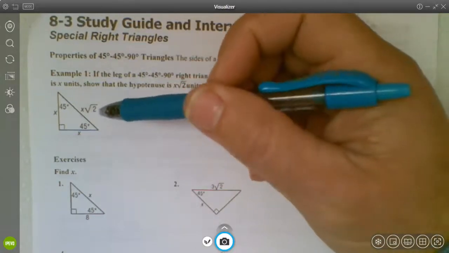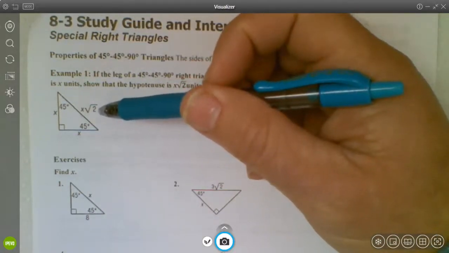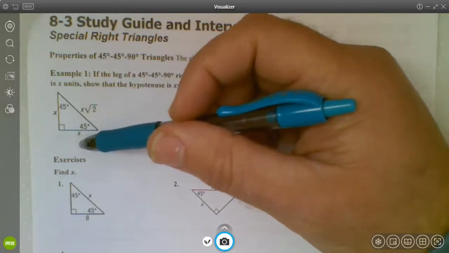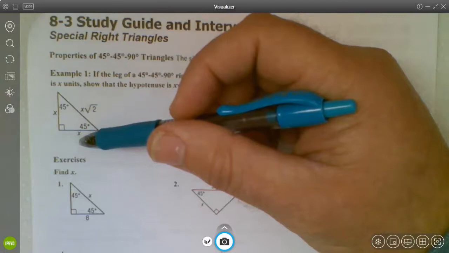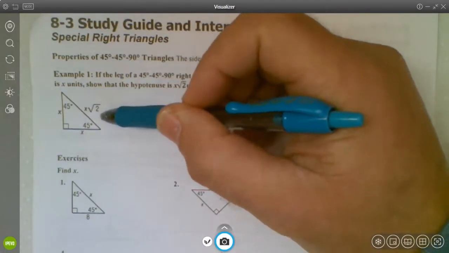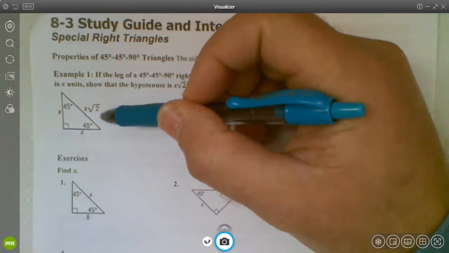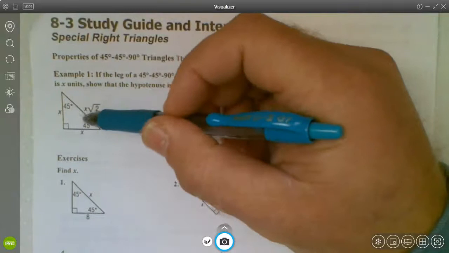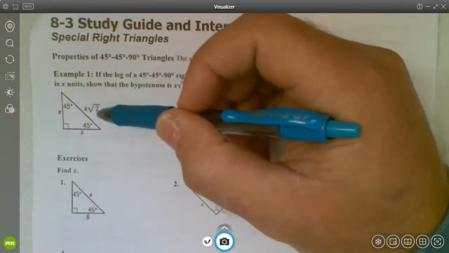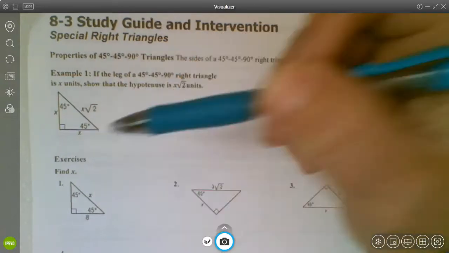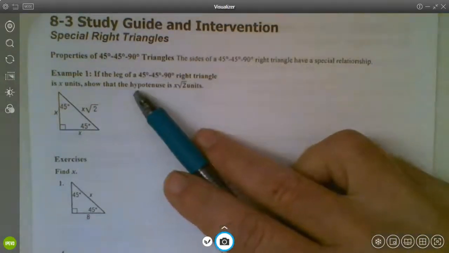What if we knew the hypotenuse, but not the leg? How do we go the other direction with it? Well, if I multiply by the square root of 2 to go from here to here, then to go the other direction, I would just divide by the square root of 2 to get this one. So when they tell you the hypotenuse, we can just divide it by the square root of 2 in order to get one of the legs. That's what the bullet is saying up here.